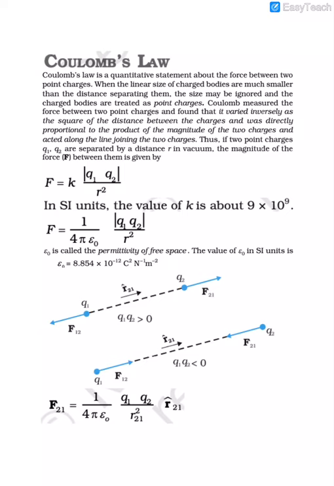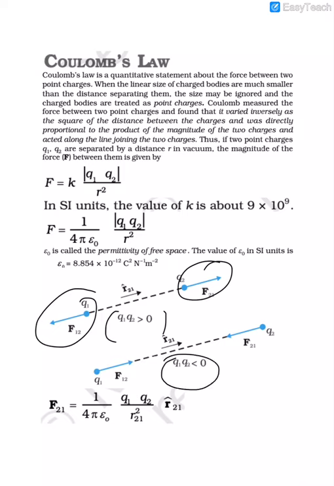You can see that I have shown the forces to be pointing towards the charges. So if Q1 into Q2, the product, is positive, that means Q1 and Q2 are both charges of the same kind, that is both positive or both negative. In that case the forces will be repulsive. And if Q1 into Q2, the product, is negative, that means Q1 and Q2 are of opposite sign, and therefore the forces will be, as you can see, attractive.